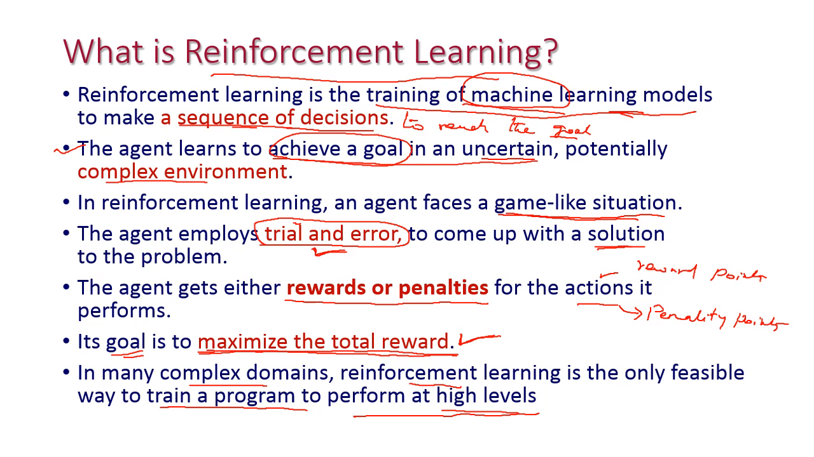So this is reinforcement learning. What is meant by reinforcement learning? We are going to train the machine, that is, the machine will learn to reach the goal through a sequence of decisions. While making those decisions, it will take some actions. If the action is correct, then it will get reward points. Otherwise it will lose points, that is, penalty points. What is our goal? Our goal is to maximize the total reward points. This is called reinforcement learning.